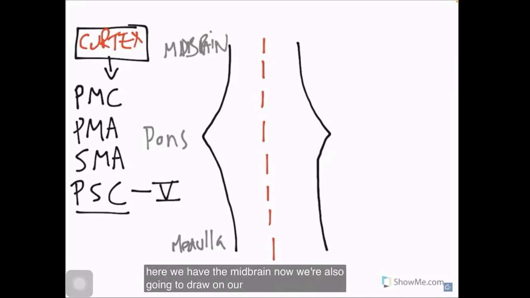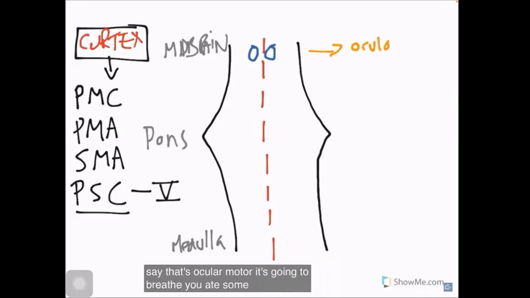Now, we're also going to draw on our nuclei. So up in the midbrain, we are going to have the nuclei which belong to oculomotor. So we can draw those in here. Just draw them as circles for the time being. So we can label that oculomotor. I'm just going to abbreviate some of these because I don't have too much space. The next one in here is going to be the trochlear. So I'm going to put troch there for that one. That's again in the midbrain.